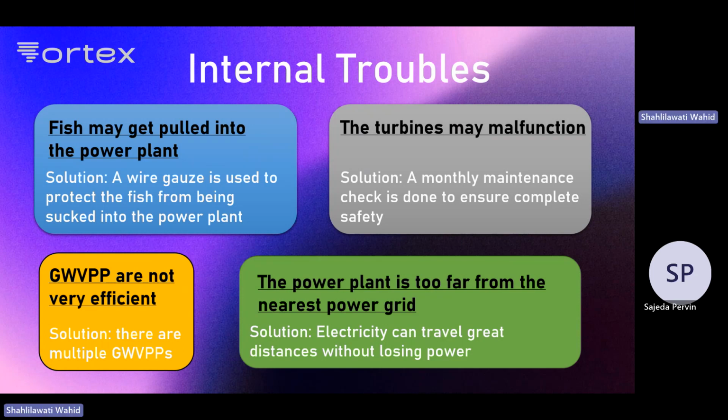Fourth, the turbines may malfunction. Because of this, we will be doing monthly maintenance checks on the turbines through the walkway that will also be installed. Lastly, the power plant is relatively far away from the nearest power grid and from Thermal Log. However, electricity can travel large distances without losing too much power. This problem is essentially wiped out before getting started.